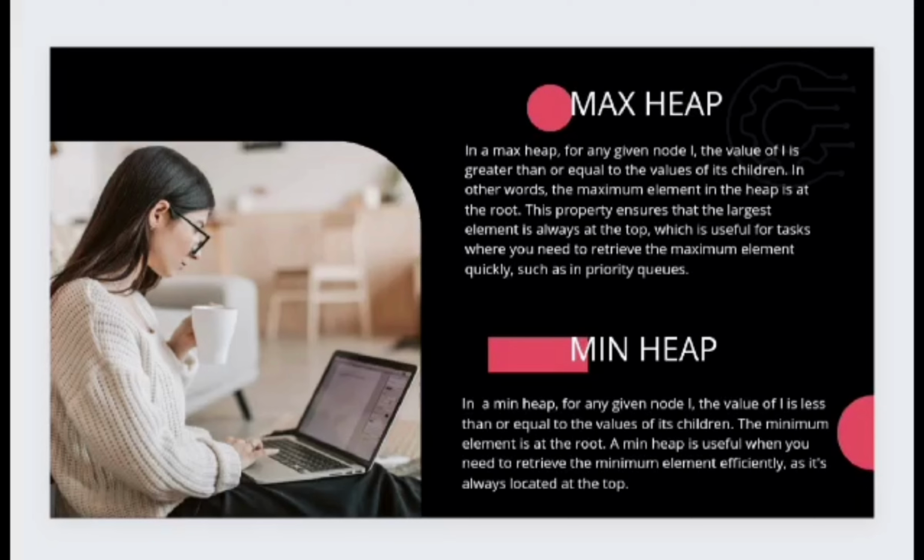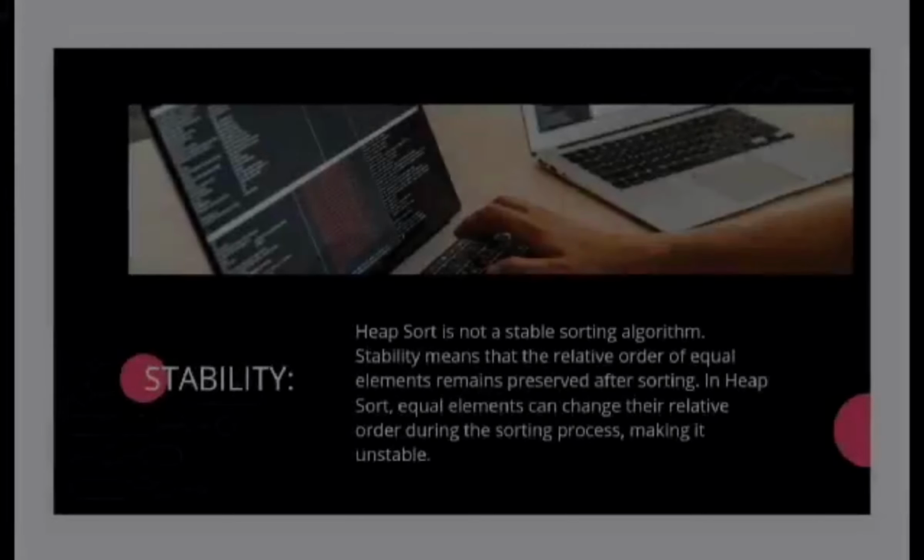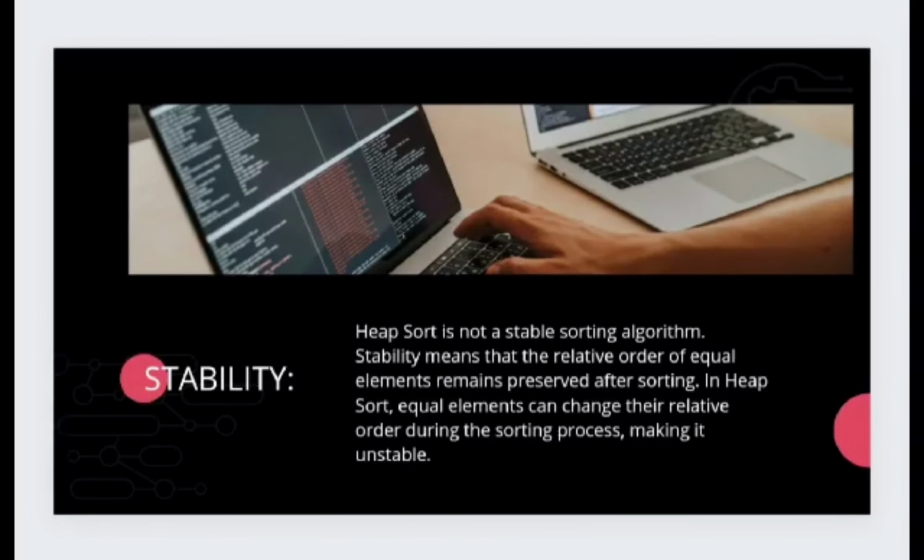In a min heap, for any given node i, the value of i is less than or equal to the values of its children. The minimum element is at the root. A min heap is useful when you need to retrieve the minimum element efficiently, as it's always located at the top. Stability. Heap sort is not a stable sorting algorithm.